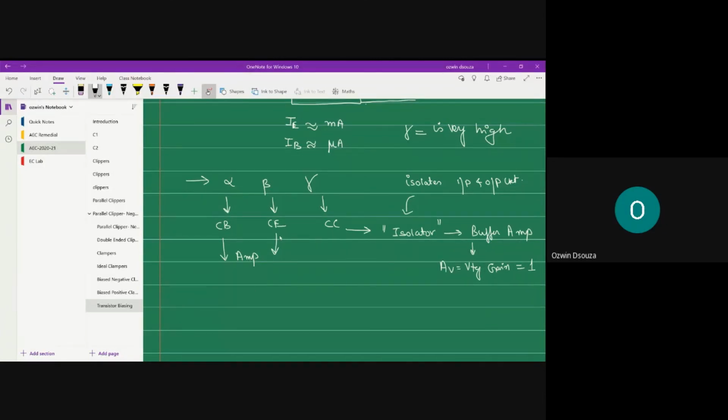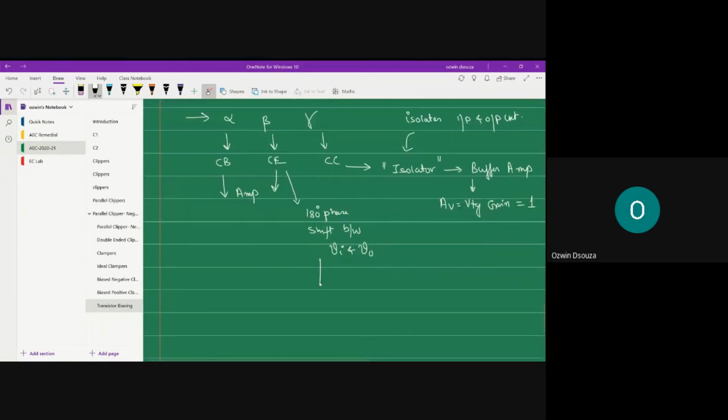On the other hand, CB and CE can be used for amplifiers. Your CE mode gives a 180-degree phase shift between Vi and V0. So if your input is something like this, your output will be an inverted signal, something like this. So this is called phase shift.